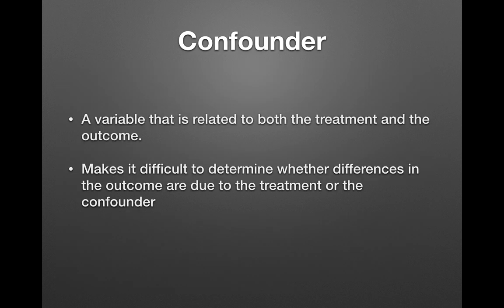A confounder is a variable that is related to both the treatment and the outcome. So it makes it difficult to determine whether differences in the outcome are due to the treatment or due to the confounder. So that's exactly what we were just talking about. Gender would be our confounder. We don't know if the gender is the reason why there are more heart attacks, or if it's actually the differences in smoking versus non-smoking, our actual treatment that we're looking at. So it makes it very, very difficult to analyze our data.